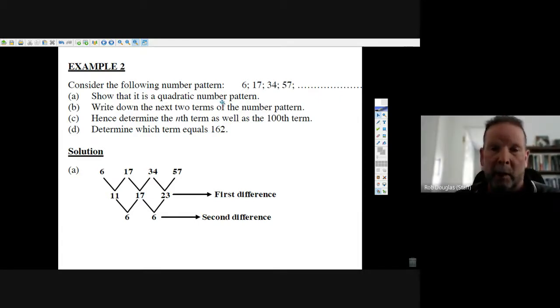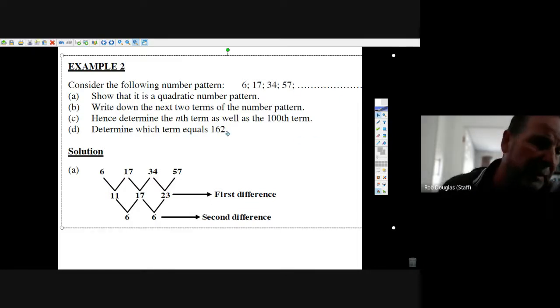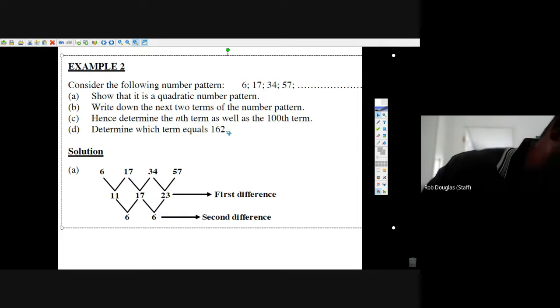So that's that one. But how would you do the next one? Well, if it's going to go up by 6 more, instead of going up by 23, it's going to go up by 29. So all you do is take 57, add it to 29, and get 86, and that's your next number. So that's how you do the next numbers and all that kind of stuff.